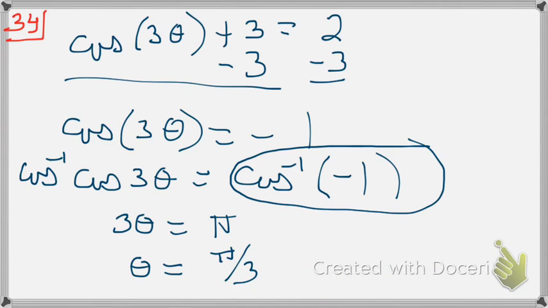The next one we want to look at is number 34, and that's the cosine of 3 theta plus 3 equals 2. First thing I do is I subtract 3 from each side, and then what happens is I get the cosine of 3 theta equals negative 1, and then I take the inverse cosine of each side, and that tells me that 3 theta equals pi. Divide each side by 3, and theta equals pi over 3.